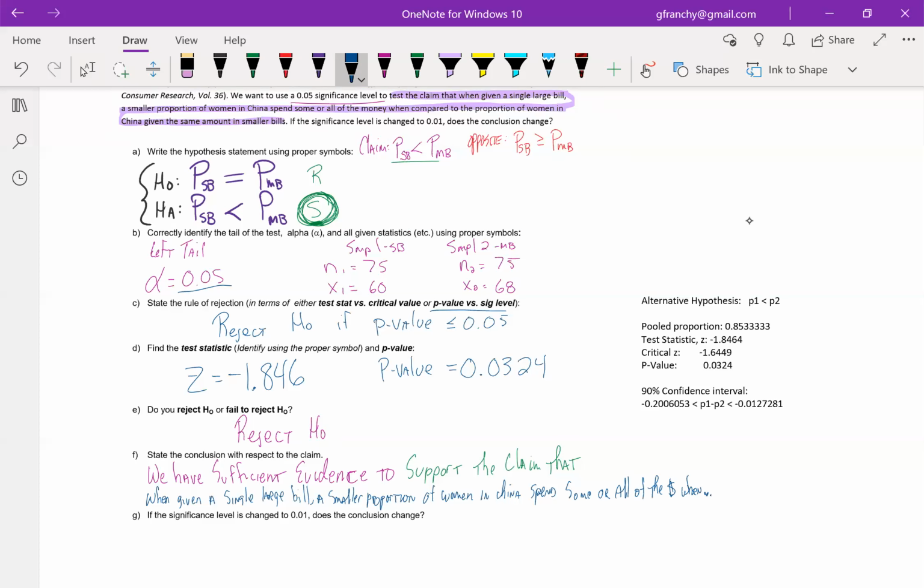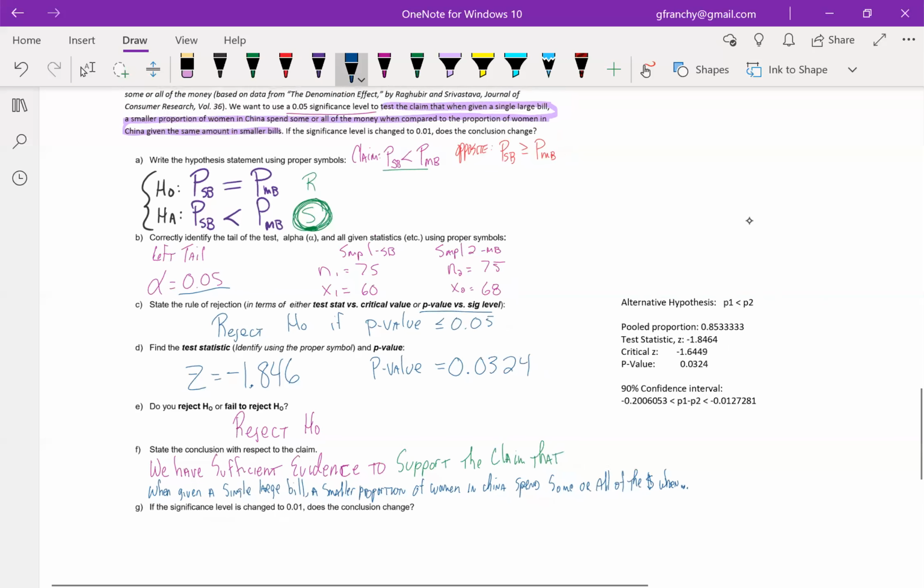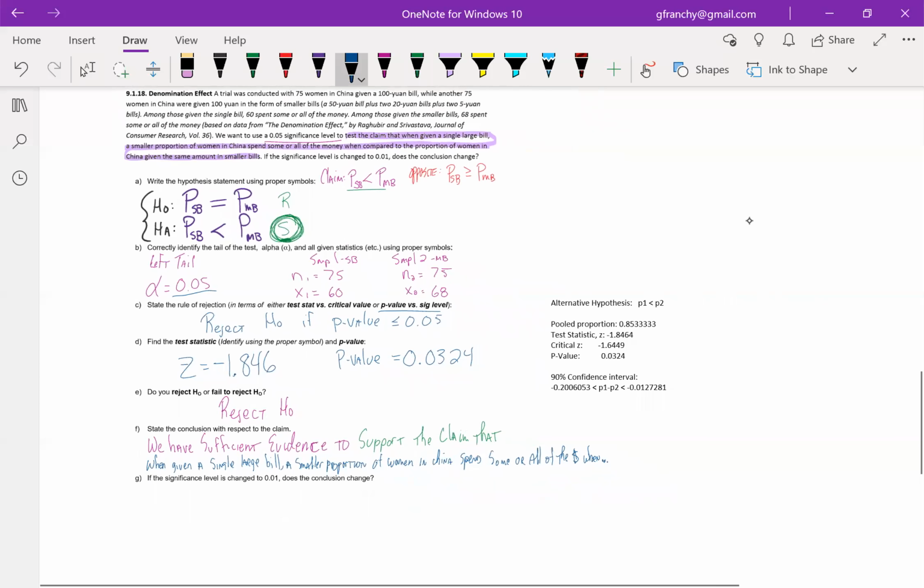And I'm going to invoke a little instructor privilege there and just put the ellipses down. It says that means when compared to the proportion of women in China given the same amount in smaller bills. I did that because it's kind of boring to just watch me write something that you already know is what it says. So again, let's read this conclusion all together. We have sufficient evidence to support this claim that a smaller proportion of women are spending the single bill versus the multiple bill, if I were to paraphrase that there.